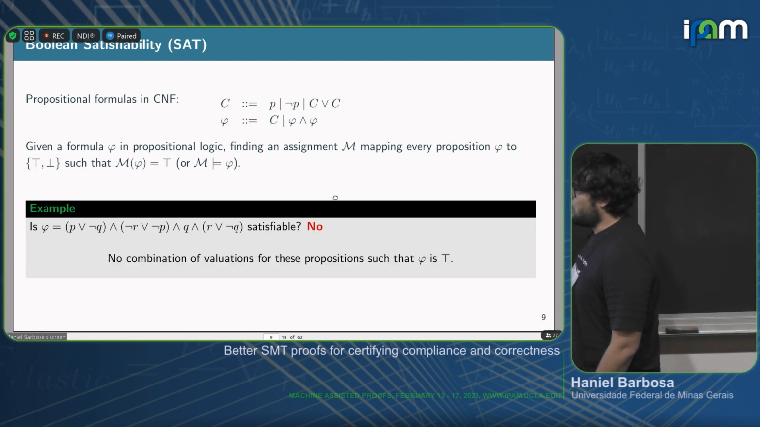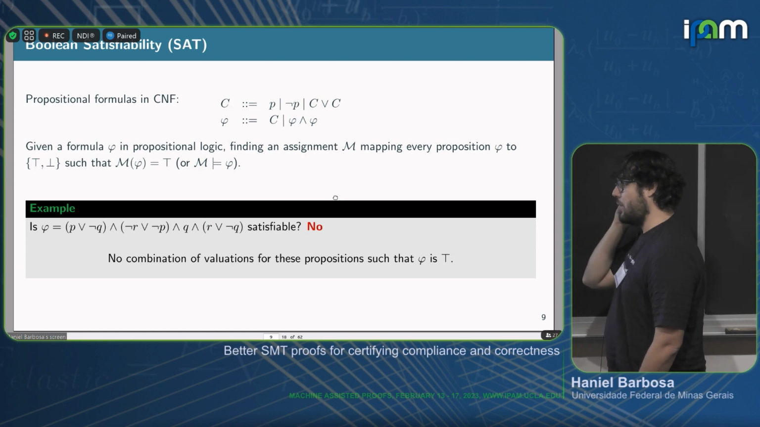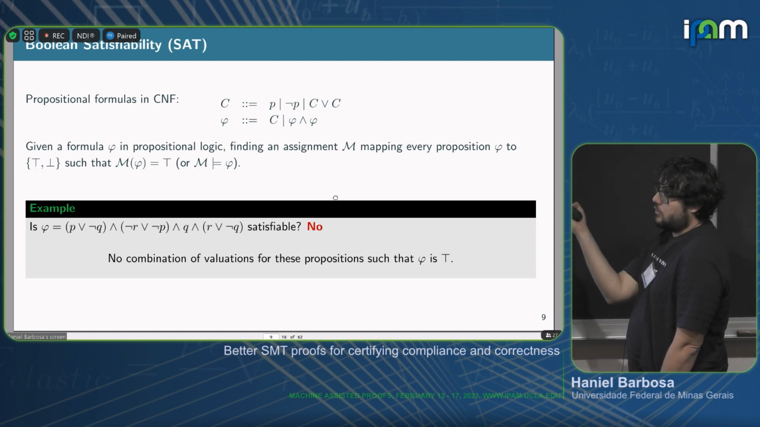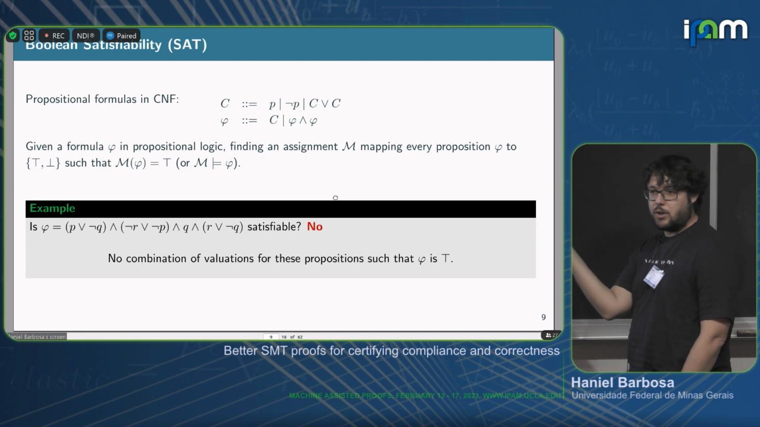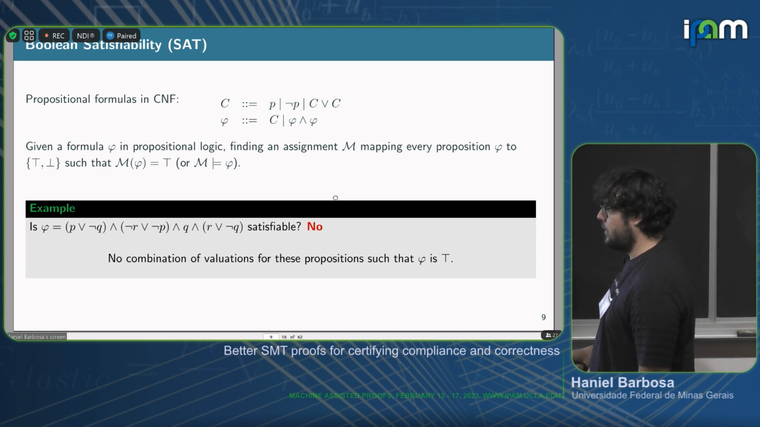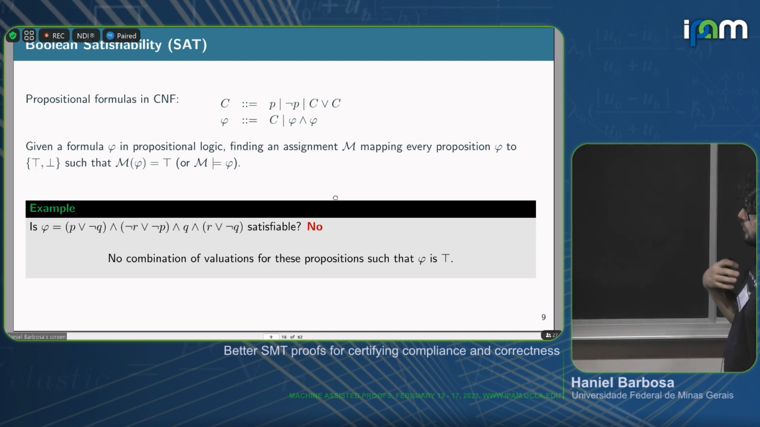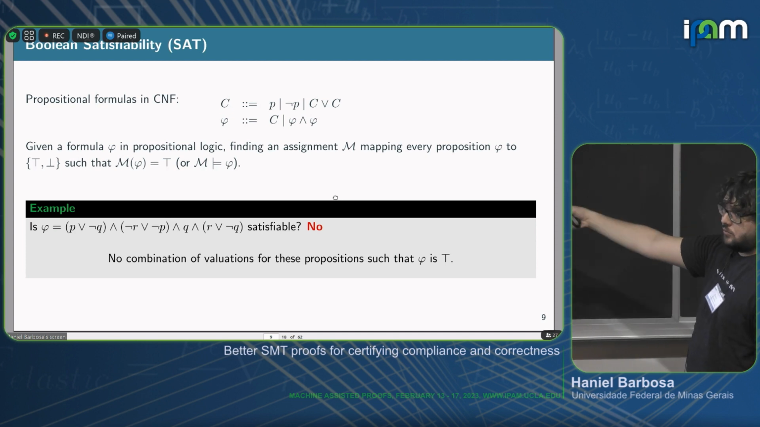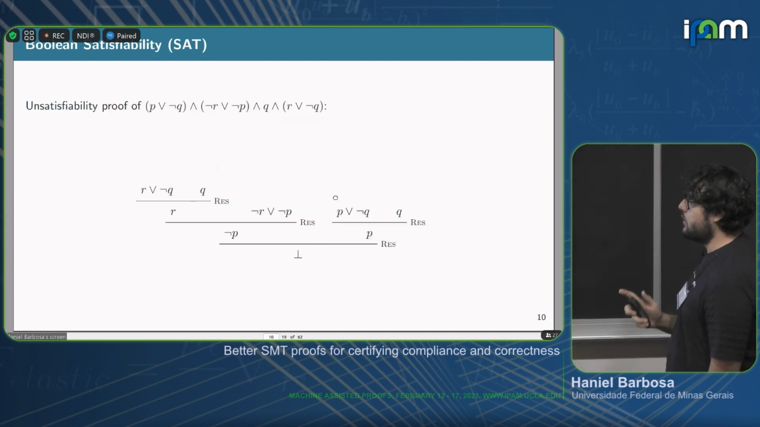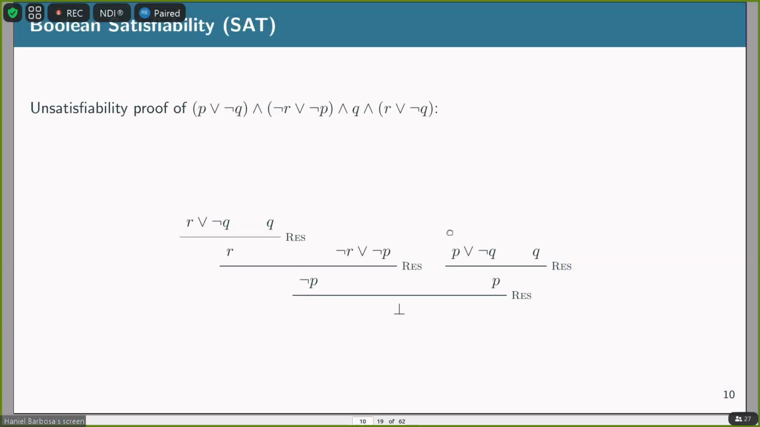There is no combination of valuations for these variables that would make this formula true. There is a simple way to see this, which is to enumerate all the possible valuations. There are only 8 here. If I had 1,000 variables, it would be harder. So I would have to construct an argument for why this formula is unsatisfiable. That would be a proof. So this is what you are going to be interested in. For this thing here, which is propositionally unsatisfiable, I can have a proof that uses resolution, propositional resolution.